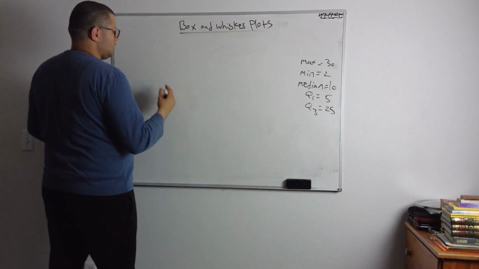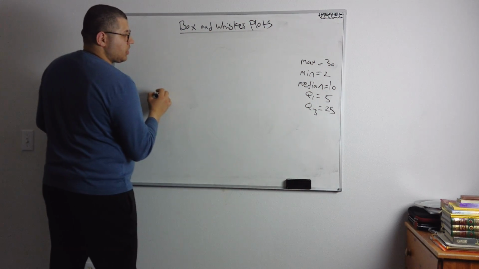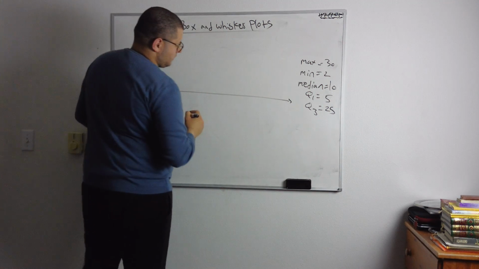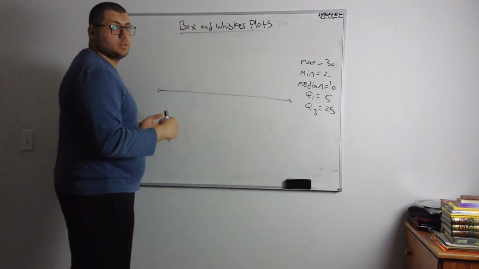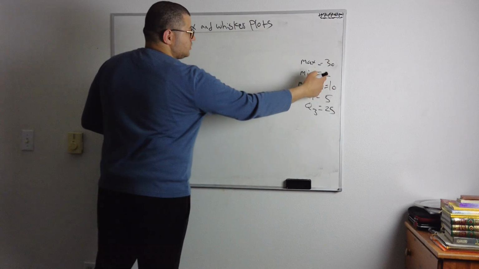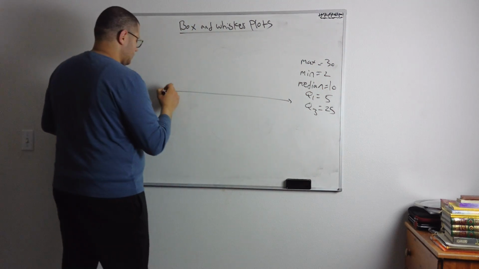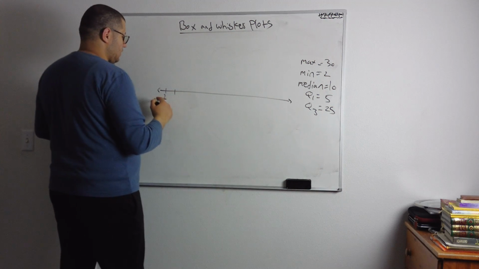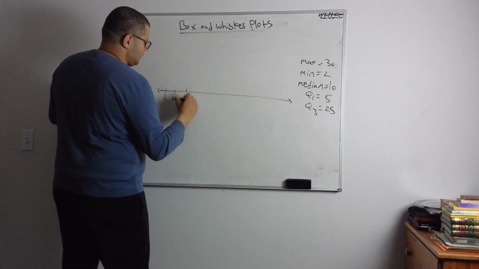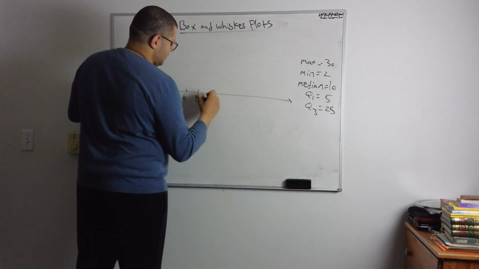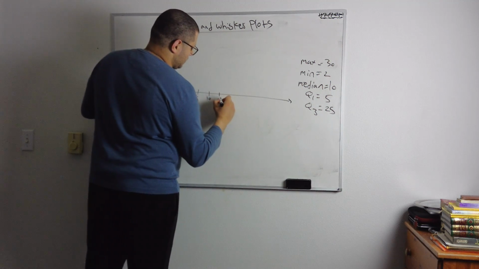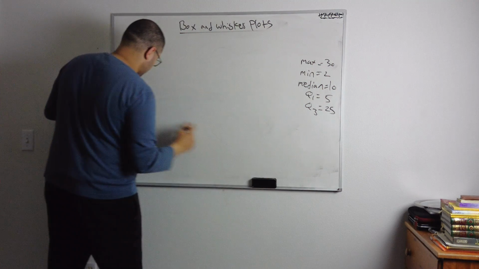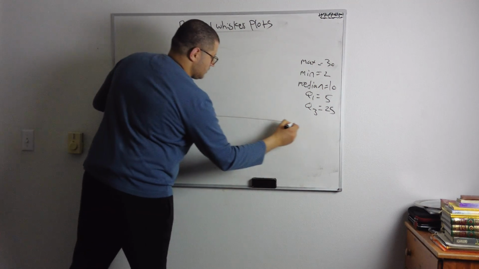Okay? Now we are going to do our box and whisker plot. So we have a number line. Now, depending on the range of your data again, we know that the minimum is 2 and the maximum is 30. So we should start at 2 and go up to 30. Let's go by twos. We might want to make our line bigger here. So let's make it bigger.